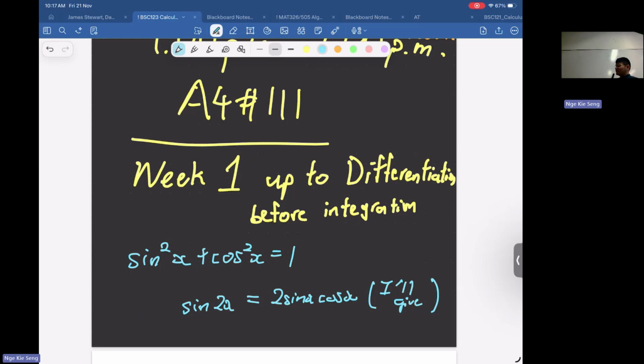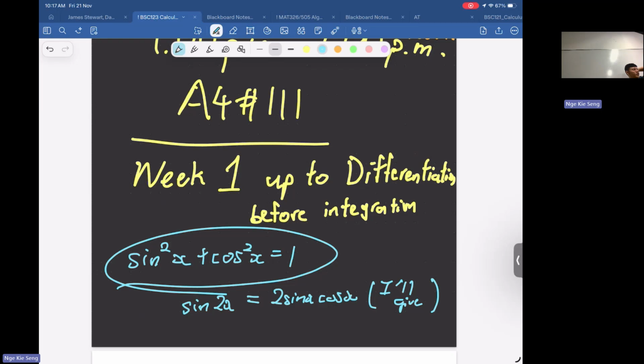Sine 2x maybe is a bit hard to derive. Anything that can be derived from sine squared x plus cos squared x, you should be familiar with. You can divide everything by cos squared or divide everything by sine squared, such that you get tangent squared x plus 1 equals secant squared x.